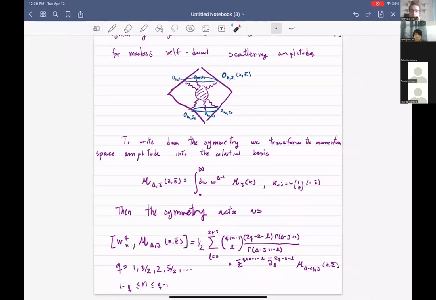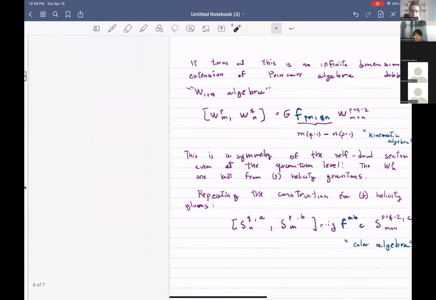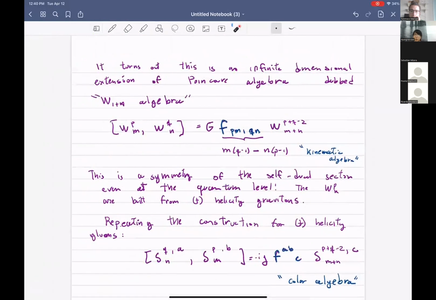Okay, so just keep in mind that here n, which are these modes, are bounded between q minus 1 and 1 minus q. Okay, so what's the algebra of this thing?